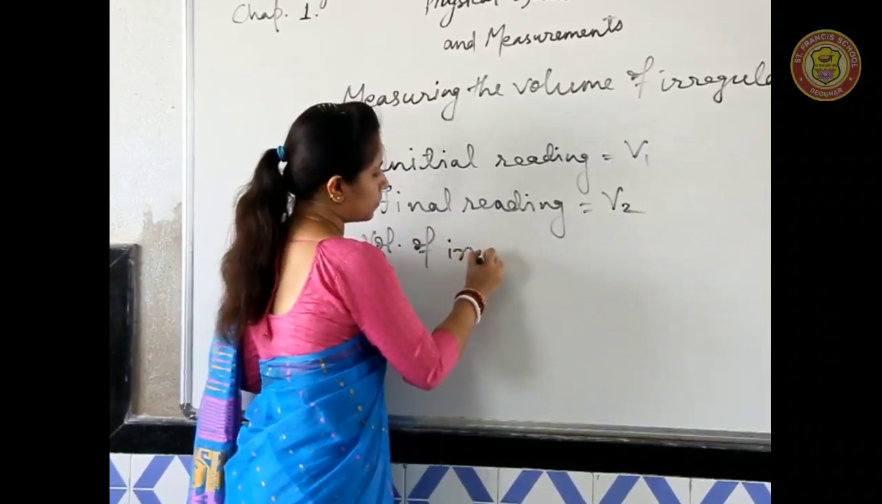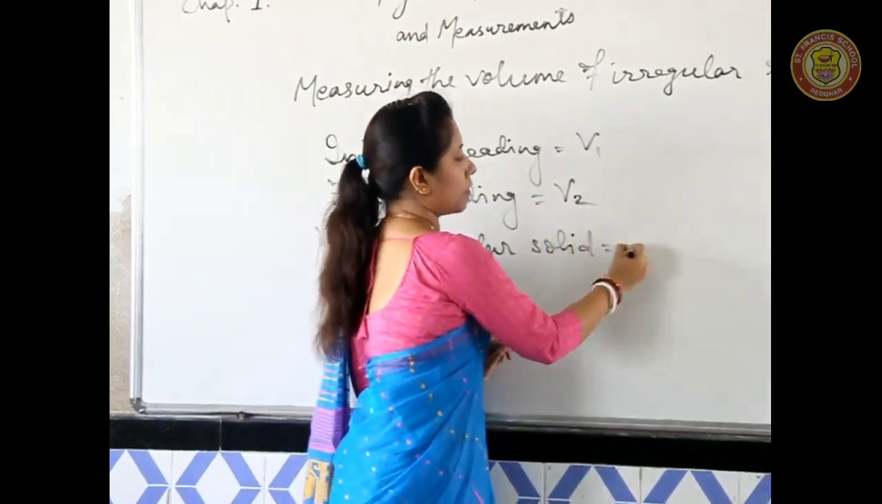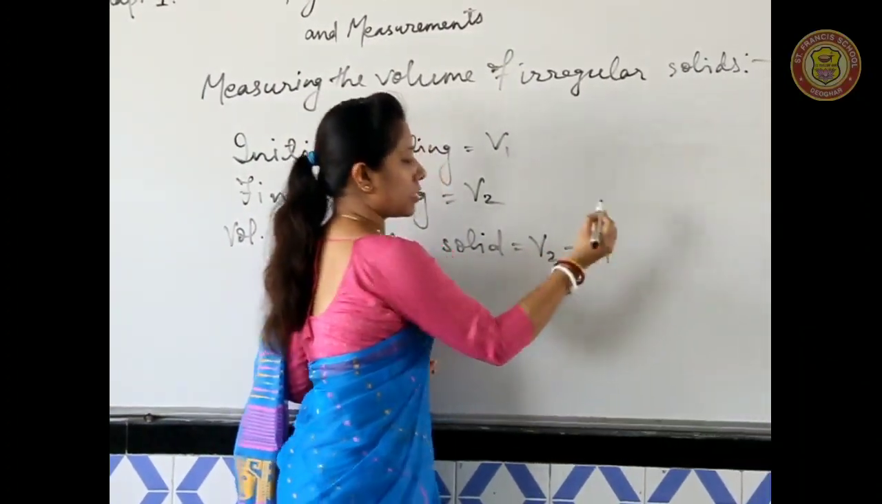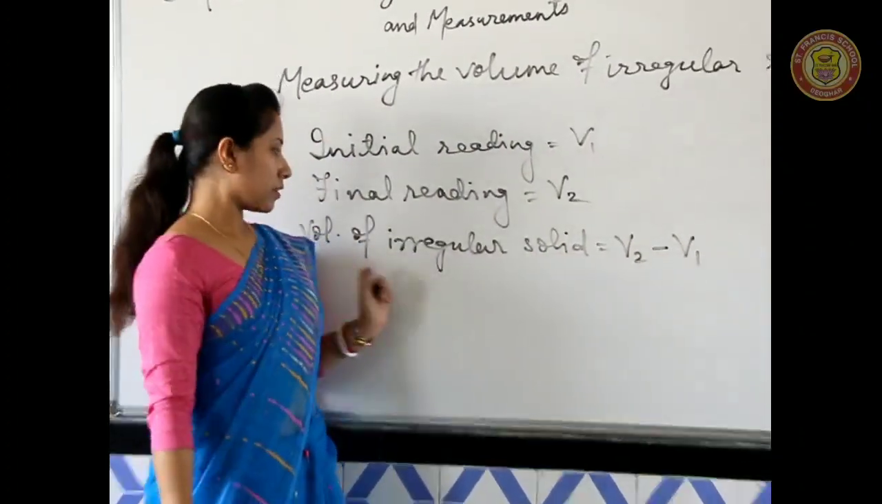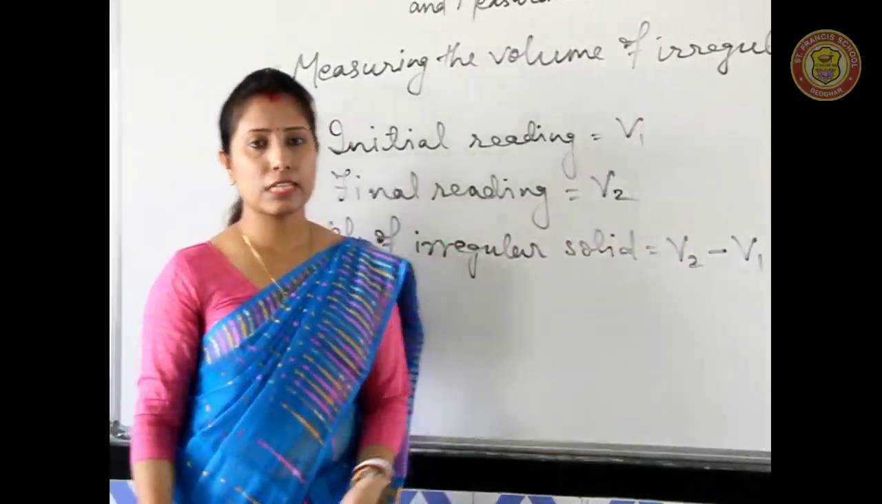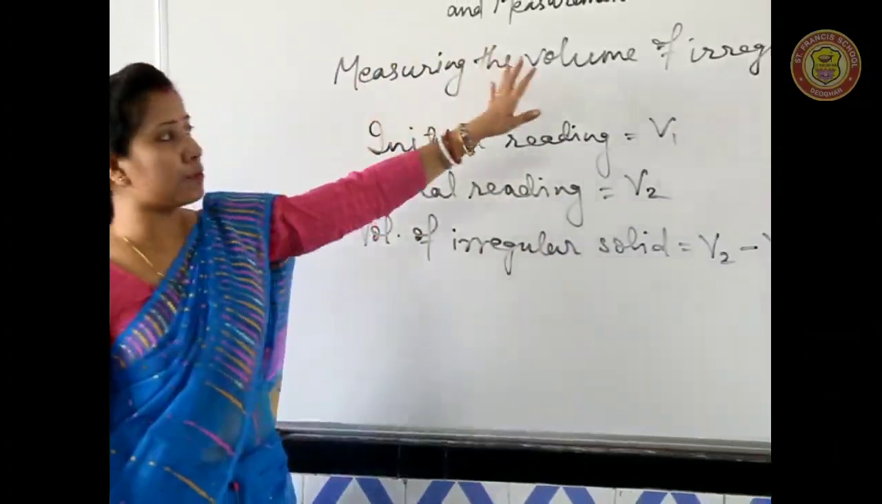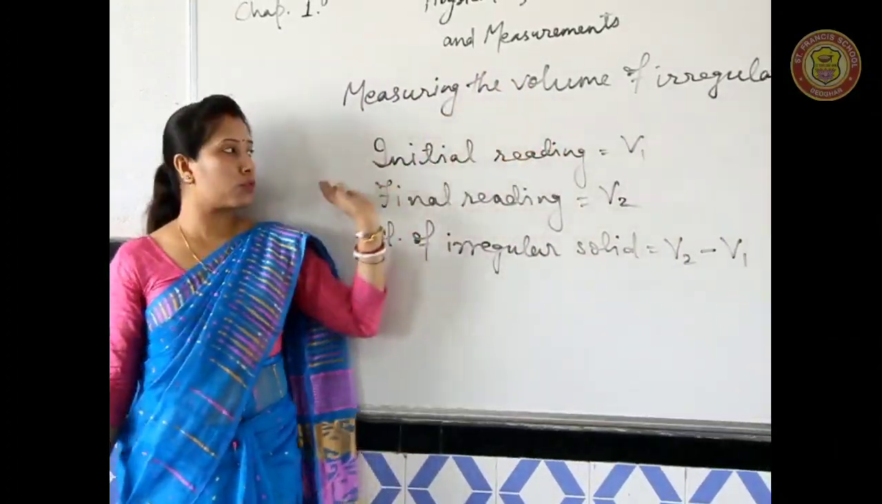Volume of irregular solid will be equal to V2 minus V1. Okay, the volume of irregular solid equals V2 minus V1. So, this is the method for finding the volume of irregular solids. So, what do you have to do?